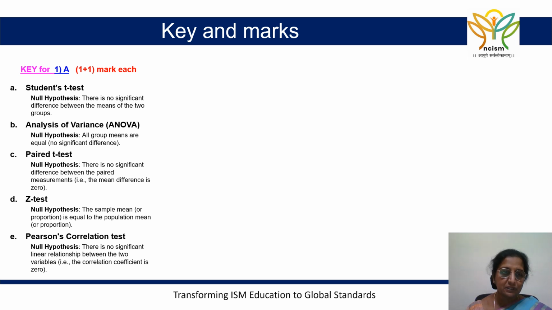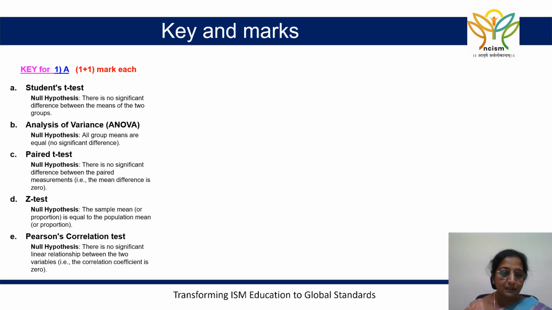Coming to the subdivision B, the answer is analysis of variance, and the null hypothesis to be framed is all group means are equal. That is, there is no significant difference between the groups. Coming to the C part, the answer is paired t-test. The null hypothesis should be there is no significant difference between the paired measurements. That is, the mean difference is 0.